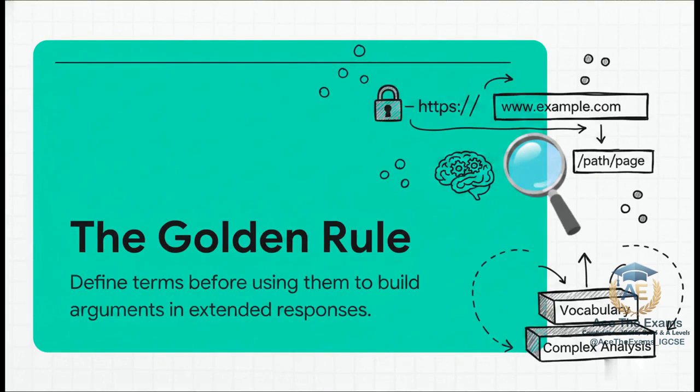So, how do we fix this terminology issue? By following the golden rule for extended responses. Always define your terms before using them to build your argument. If a question asks you to evaluate the security of a specific URL structure, start by briefly defining the components of that URL. This secures your theoretical foundation immediately.